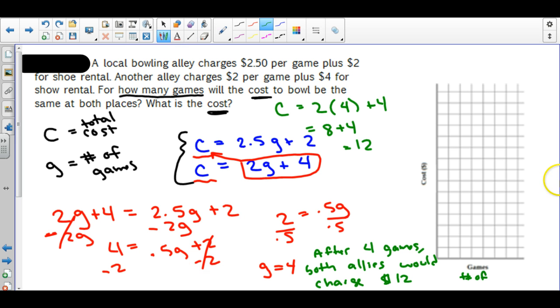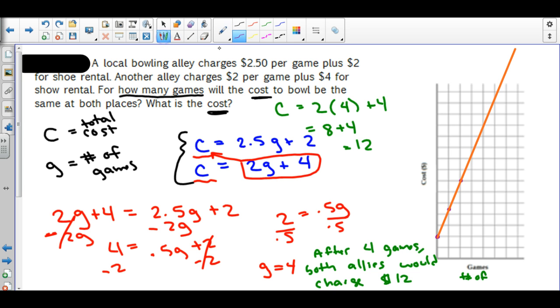So what we're going to do then is graph. So across the x-axis, I'm going to have my number of games, and across the y-axis, we have our cost measured in dollars. So both these equations are in slope-intercept form, which make them pretty nice and easy to graph. I'm going to graph the top equation first, just counting by ones. My y-intercept is positive 2, and I'm going to move up in the direction of the slope $2.50 every game. So up $2.50 over 1 for a game, and then up another $2.50 for another game. So now that I have a few points, I'm going to connect my dots. Connect the points. So that represents one of the bowling alleys.